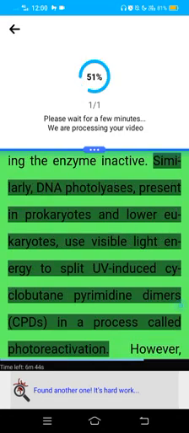Similarly, DNA photolyase, present in prokaryotes and lower eukaryotes, uses visible light energy to split UV-induced cyclobutane pyrimidine dimers, CPDs, in a process called photoreactivation.